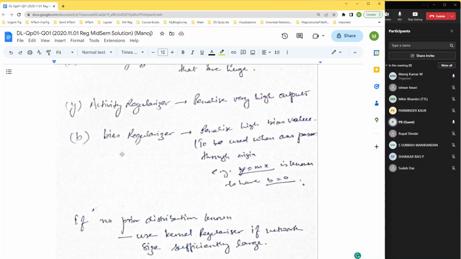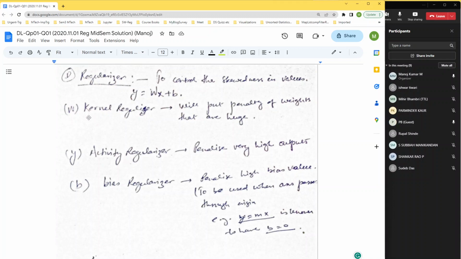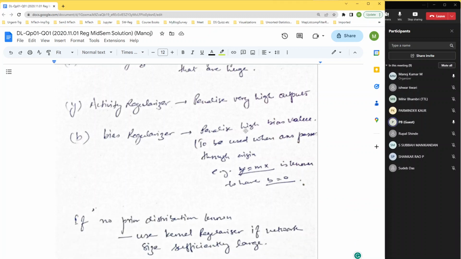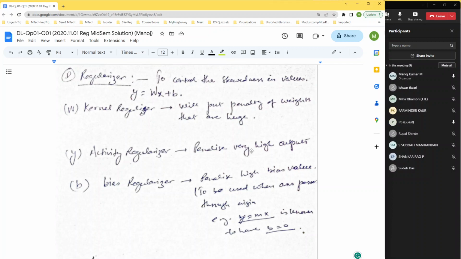Okay, so for the one more. They have asked only about kernel and activity, but he has mentioned bias also. It will be regularizing the bias, because if these values are too high, then it will be overfitting.